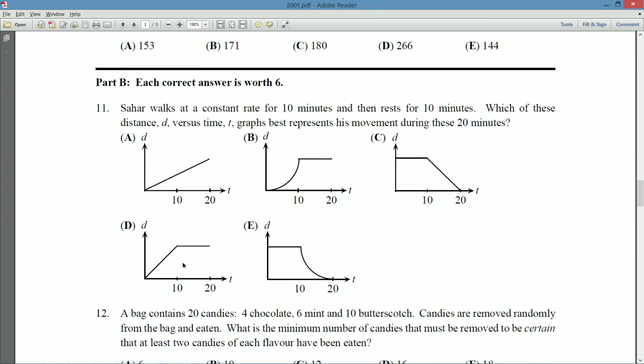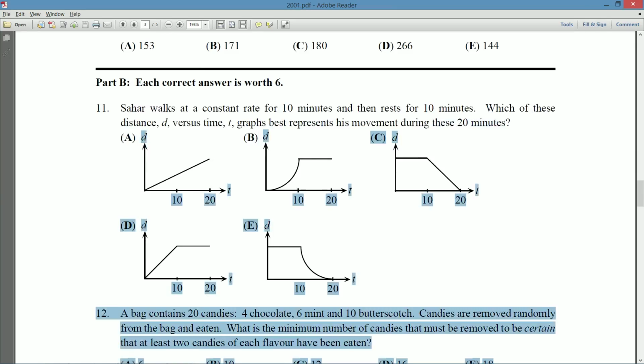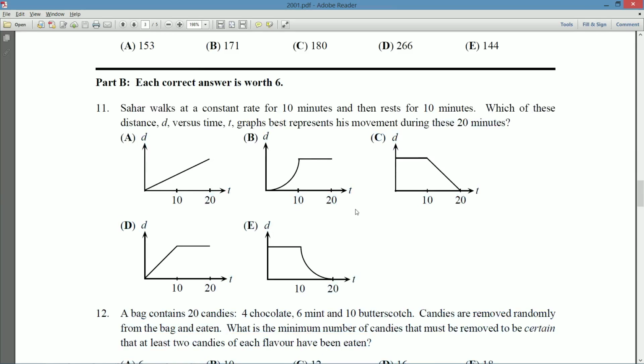So we have 5 graphs here, and this is one where they're directly giving us potential answers. I mean, they always give us potential answers because it's multiple choice, but there's not a best way to work out what the right answer is. This is one where we're going to have to eliminate certain answers. So I'm noticing constant rate for 10 minutes and then rests for 10 minutes. Now, rest draws my eyes immediately. If you're resting, your distance isn't changing. The time is always changing, but your distance isn't changing.